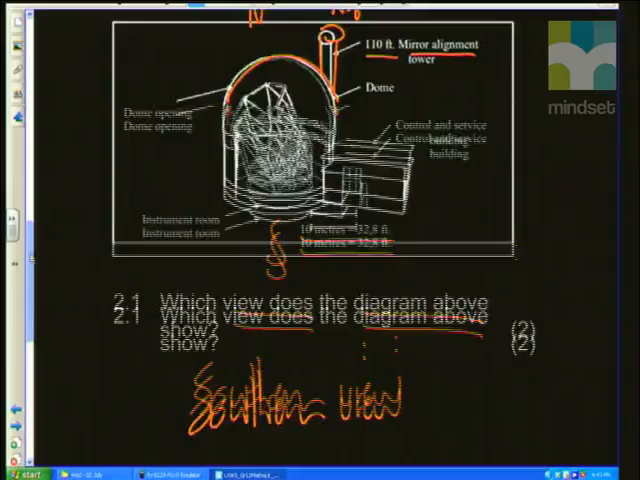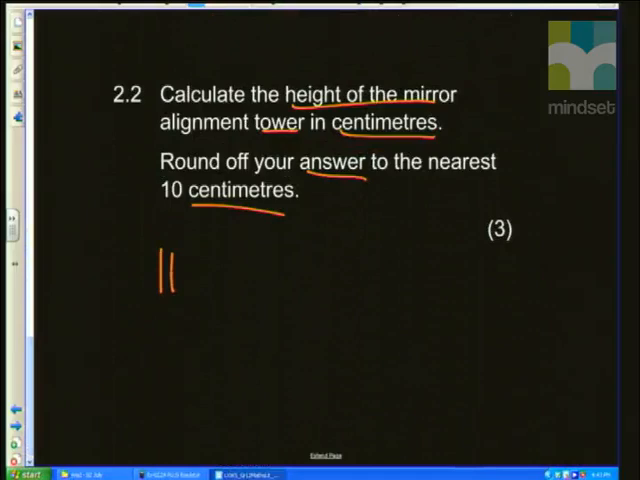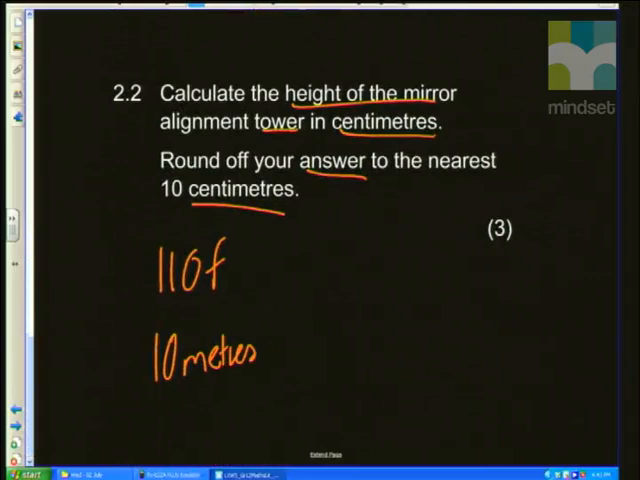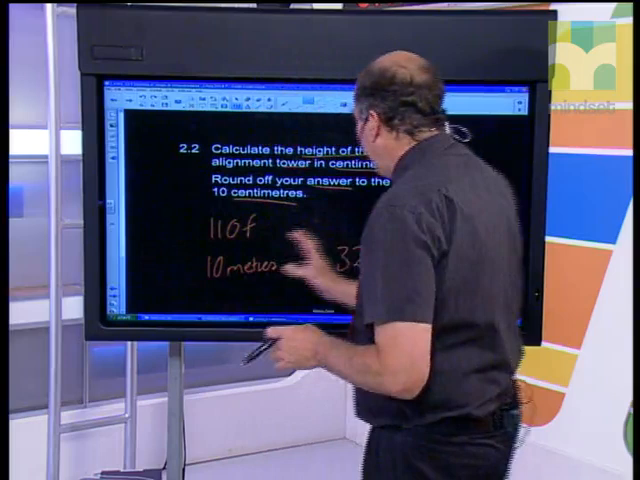We want it as 110 foot, and we're told that 10 meters is the equivalent of 32.8 foot. Sure, that's quite tricky. Now, guys, I hope you've got it right, because this is about ratio again, ratio and proportion, and making sure that we've got things right.